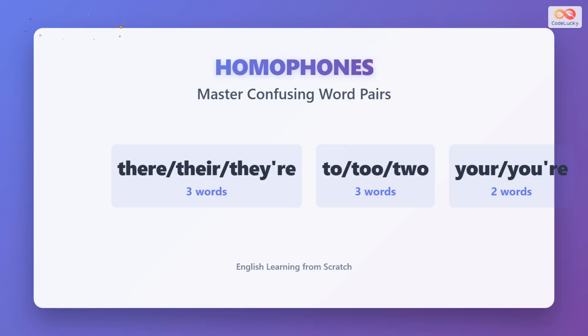We will focus on 3 main groups: there, and there. Then we will learn about to, and to. Finally, we will explore your and your. By the end of this lesson, you will understand how to use each word correctly in sentences.